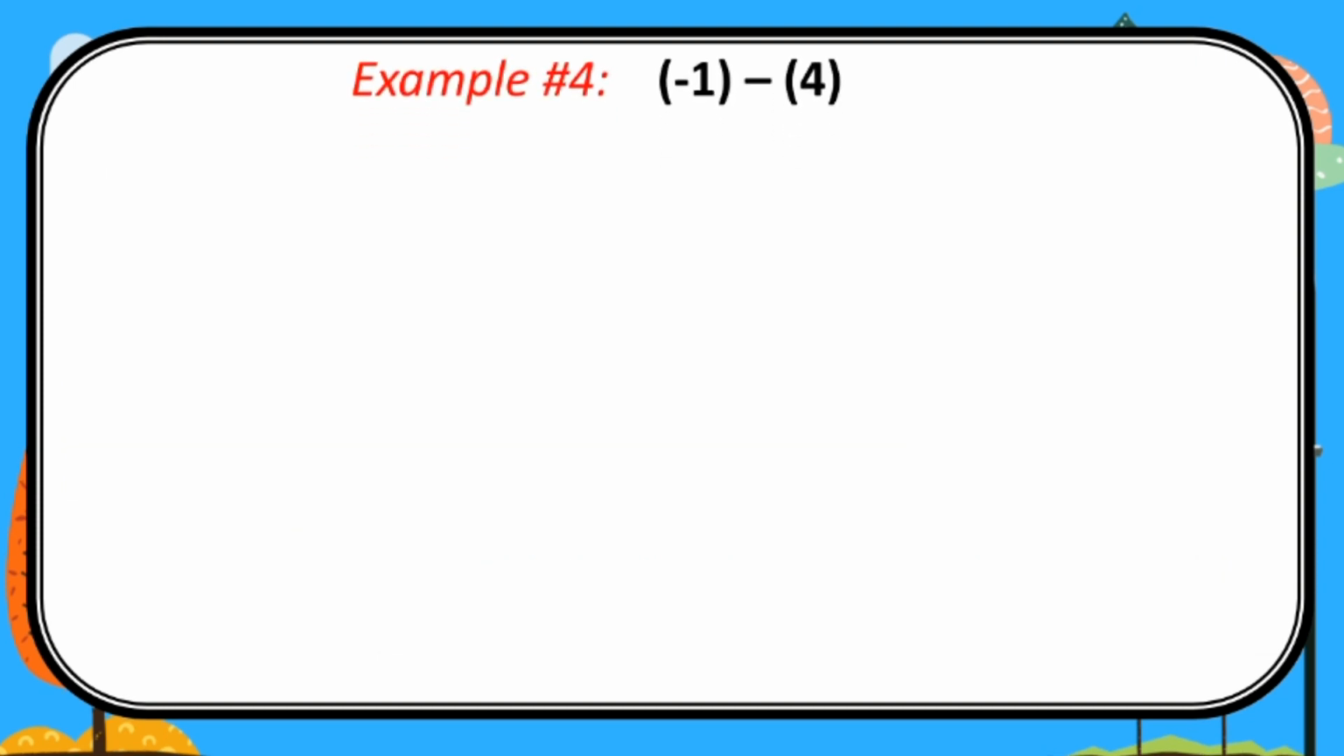Example number 4. Negative 1 minus positive 4. So, different signs. Dahil ang isa ay negative, ang isa ay positive. Using integer tiles, ang minuin natin ay negative 1. So, kailangan natin ng negative or red tile. Ang ating subtrahend ay positive. So, ima-minus natin ang positive 4 sa negative 1. Yun nga lang, kailangan natin ng 4 na positive tiles.